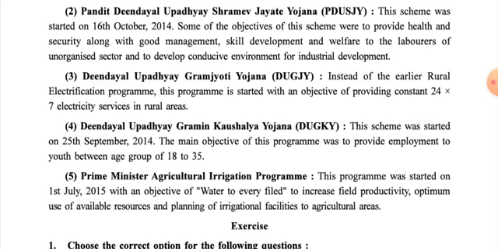Remember this point. Here you have to remember 2 things. First is the establishment year, and second is the objective: to increase field productivity. Basically, this irrigation program is to increase agricultural field productivity, with optimum use of available resources, that is the feed, seeds, fertilizers, pesticides, etc., along with the water, and planning of irrigational facilities, that is major and minor irrigational facilities, to agricultural areas.